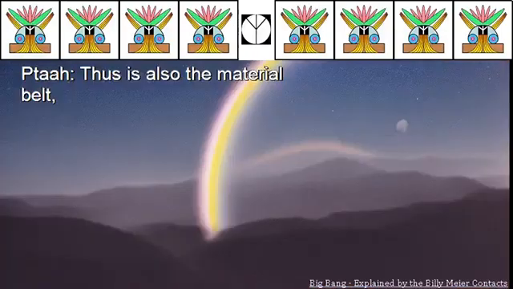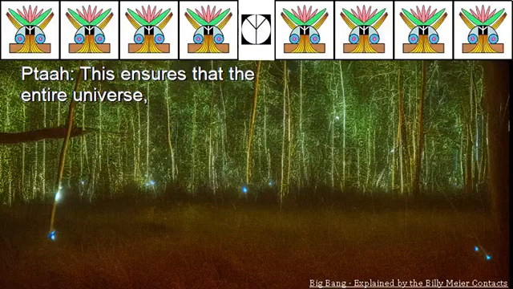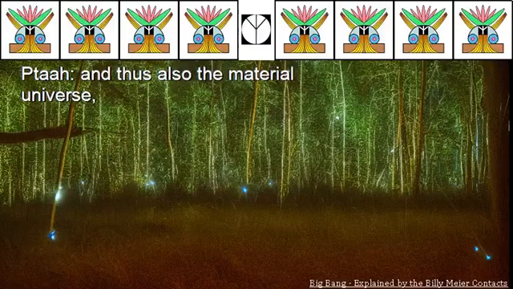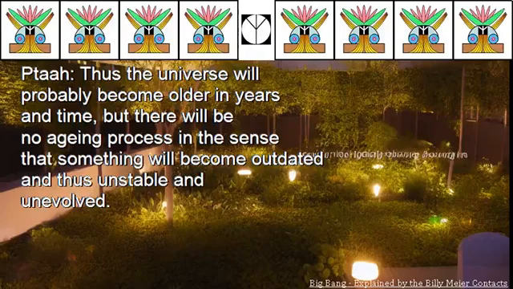Thus is also the material belt, the material universe, classified to a steady becoming and passing away, whereby no aging occurs, but a steady youthfulness remains until the time when the contraction occurs, thus the contraction of the universe again. This ensures that the entire universe, and thus also the material universe, is kept young, evolutionary, and creative from the moment of the first moment of expansion to the moment of contraction in constant succession, and thus does not deteriorate due to aging. Thus, the universe will probably become older in years and time, but there will be no aging process in the sense that something will become outdated and thus unstable and unevolved.